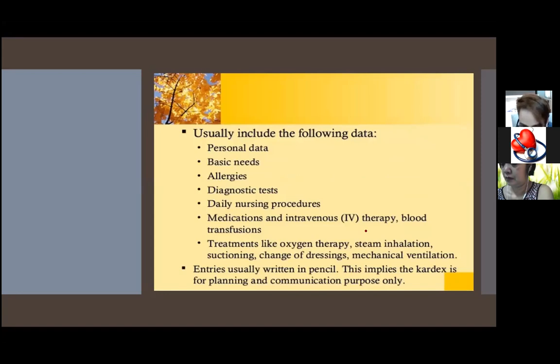So Cardex usually includes the following data: the personal data, which is the name, the gender, the age, even the religion status. The basic needs, the allergies, diagnostic tests, daily nursing procedures, if you have vital signs monitoring, sugar monitoring, I&O monitoring. Then medications and intravenous therapy, which IVF number he is on, and what his drugs are. Then treatment like oxygen therapy, how high the oxygen is, whether it is a nasal cannula or a face mask. Entries are usually written in pencil. Why? Because you will update the Cardex after your rounds, since when your shift ends, that is what you endorse to the incoming shift.